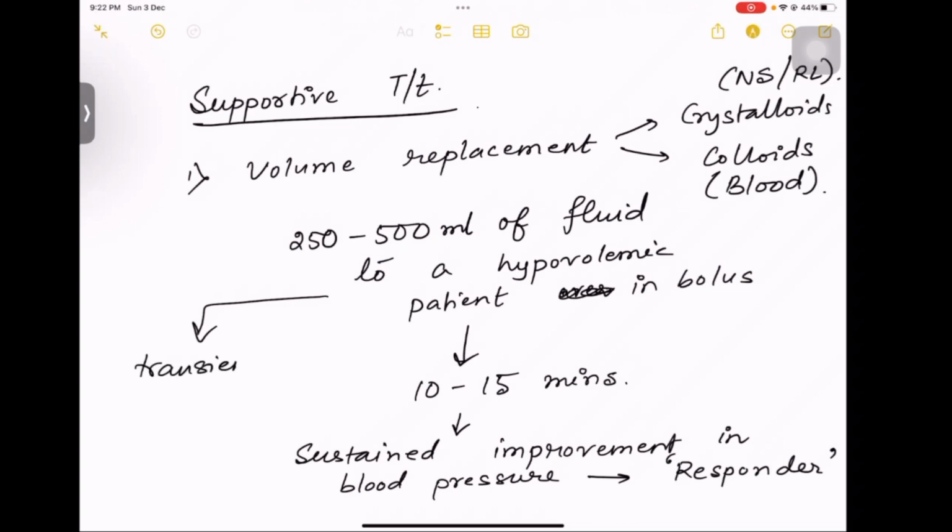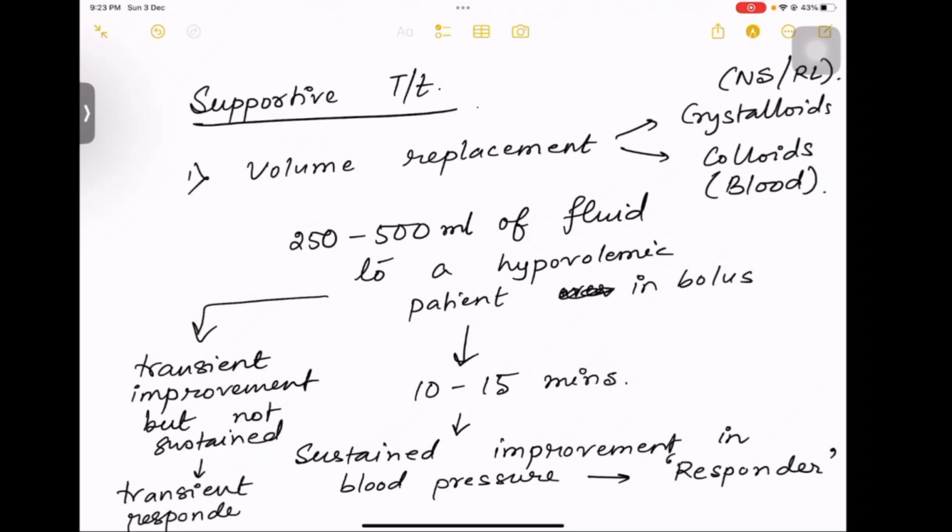So basically 250 to 500 ml of fluid is given to a hypovolemic patient as a bolus over 10 to 15 minutes. And after that, if there is sustained improvement in the blood pressure, then that patient is called a responder. If there is transient improvement, but that improvement is not sustained, you call it a transient responder. And if there is no improvement in the vitals at all, even after giving 250 to 500 ml of bolus, then that person is called a non-responder.